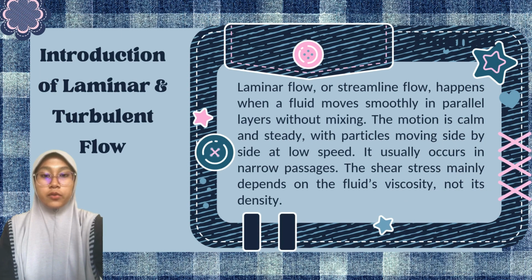Before we go too far, I would like to explain a little bit about what laminar flow and turbulent flow are. Laminar flow, also known as streamline flow, occurs when a fluid moves in smooth and parallel layers without mixing. The motion is calm and orderly, with particles moving side by side at low speed. It usually happens in a small or narrow passage where the flow remains steady and gentle. The shear stress in laminar flow mainly depends on the fluid's viscosity and is not affected much by its density.